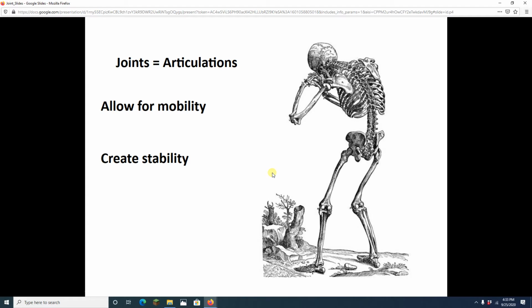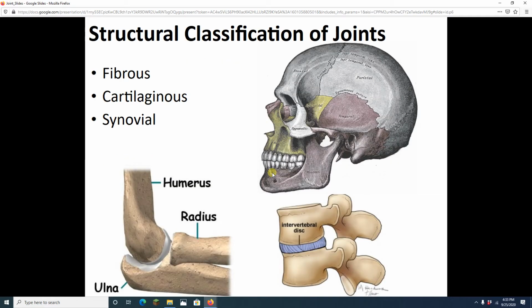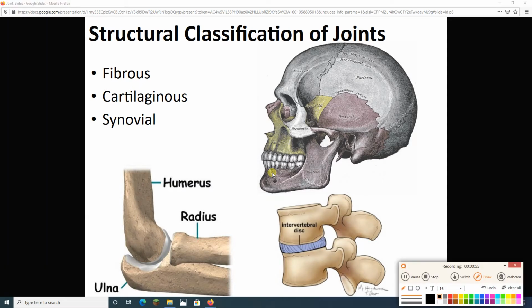Okay, so let's talk about some different ways we can classify articulations, bones joined together. If we're talking structure, there are three ways we can categorize or classify joints: fibrous joints, cartilaginous joints, and synovial joints. Basically, what I like to do here is think about what's between the bones. Obviously, when I have a joint, I have two bones uniting, right?